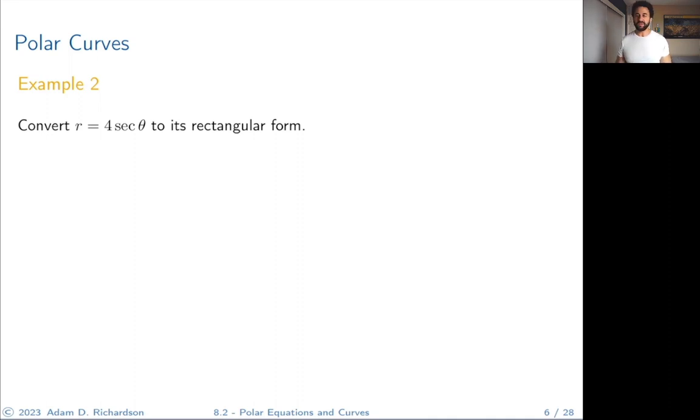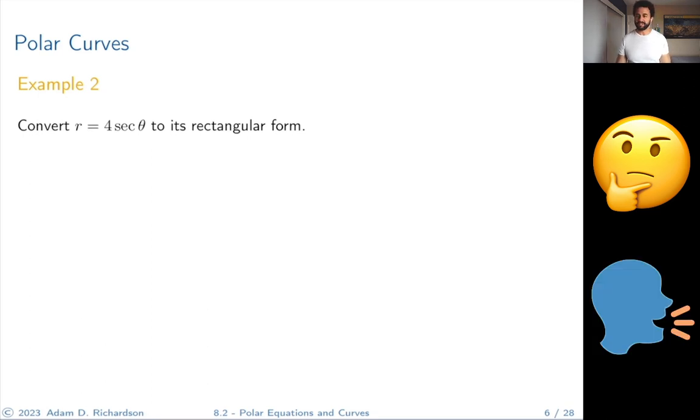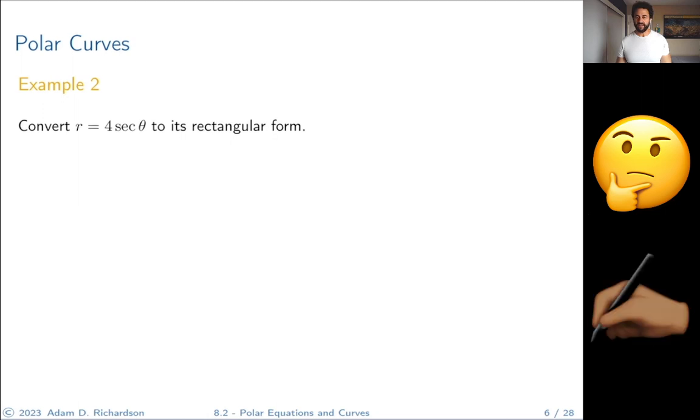First I want you to think about how you would do it. How would you start? Now say something out loud to yourself about how you would do it. Then try to do it yourself. See if you can convert this equation so that there aren't any thetas or r's, but only x's and y's.